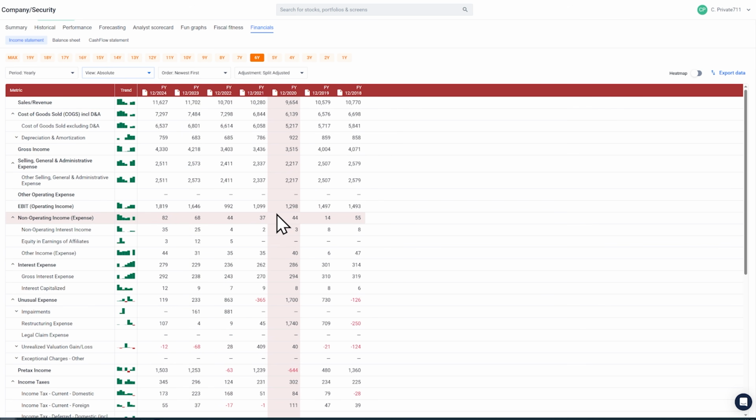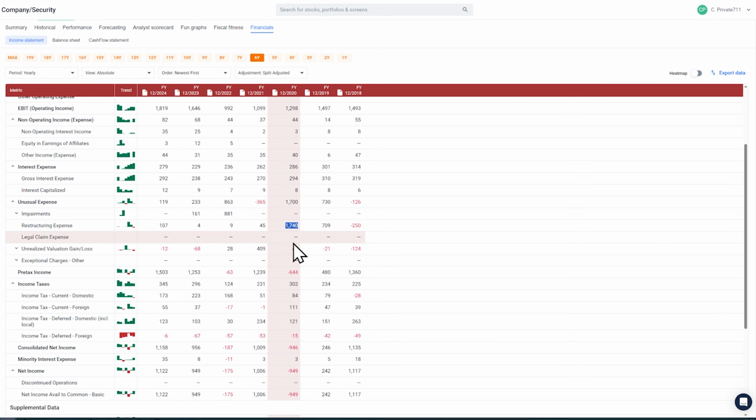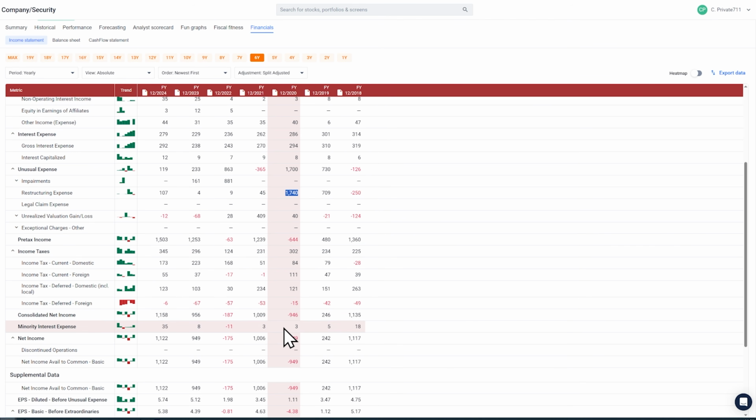I can change this back to absolute and take a look at this. So they had a 1.7 billion charge in unusual expense. So this would be something that I would immediately go look at, or at least note right now, and then use some other sources to go find this, like the 10K or even talking to some AI tools that are now widely available, like ChatGPT, to start to discuss what happened to the company during this time. So we can see that the company went negative during 2020 due to this unusual expense.